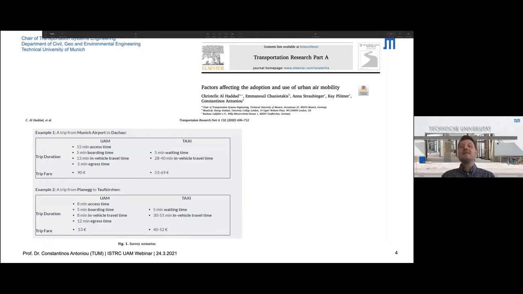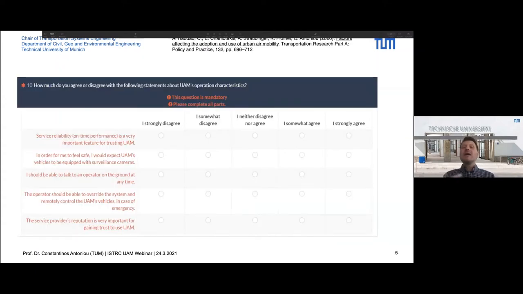And we created some scenarios, future scenarios, where we described trips, for example, from Munich airport to Dachau, which is a city near Munich. And then another example from Planegg to Taufkirchen, which are two suburbs of Munich, to avoid the well-connected central areas. And we try to describe the story for them so that they can understand a little bit better the setting. And then we ask them a number of questions. And these questions have to do with perceptions, with attitudes.